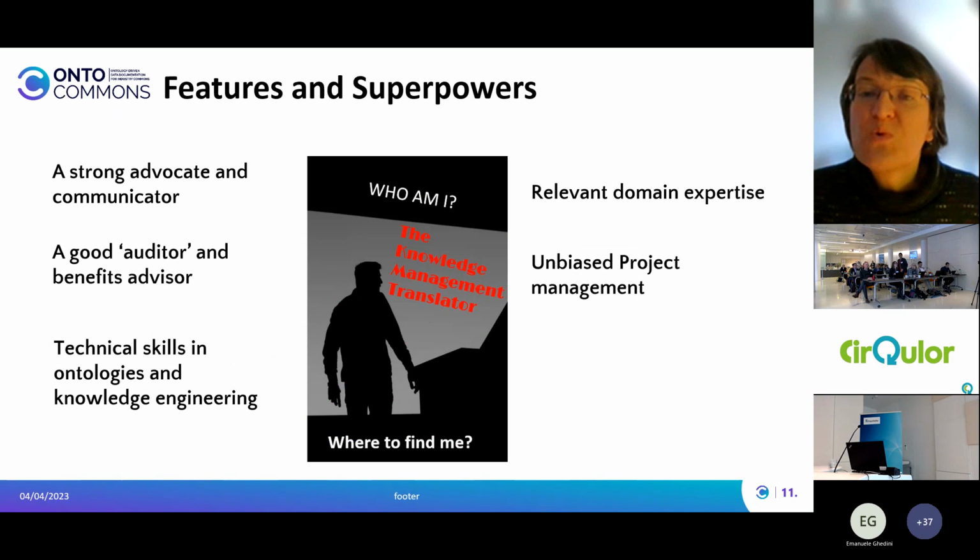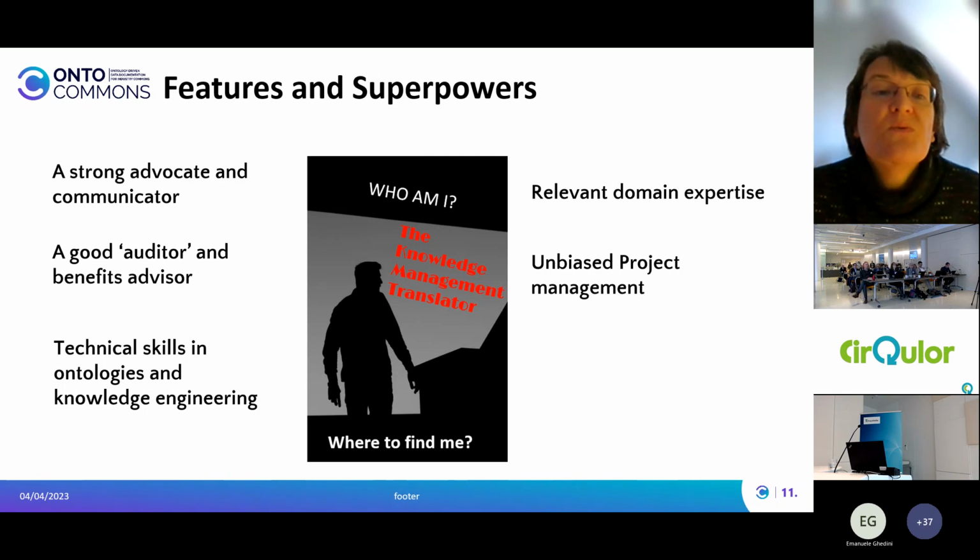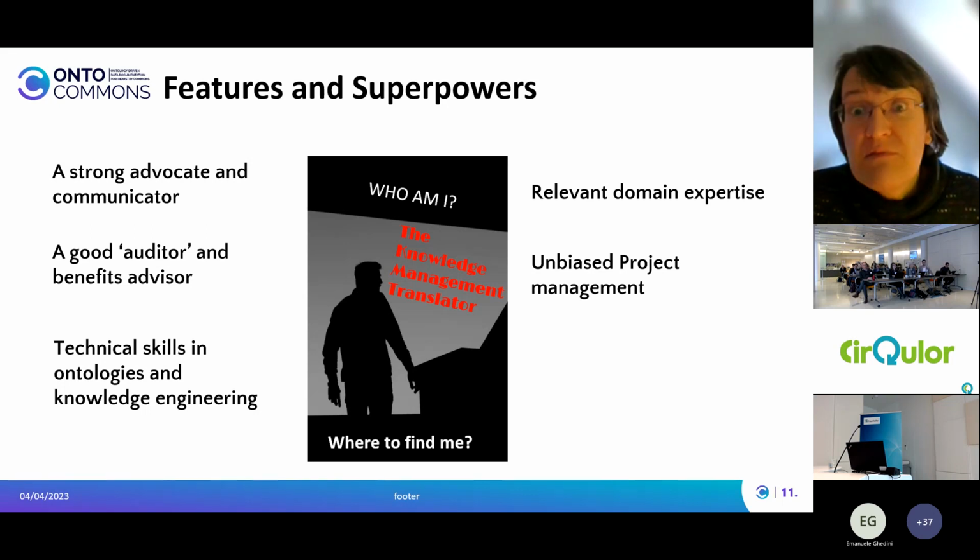And what I still haven't told you, who is this person with all the superpowers that comes into your organization and does this all? So we need to answer, who am I and where to find me? So there is certain features of these persons that's out already. So they need to be a strong advocate and communicator, and basically need to know and like ontologies and semantics and go in with it. They need to believe and to make other people believe as well.